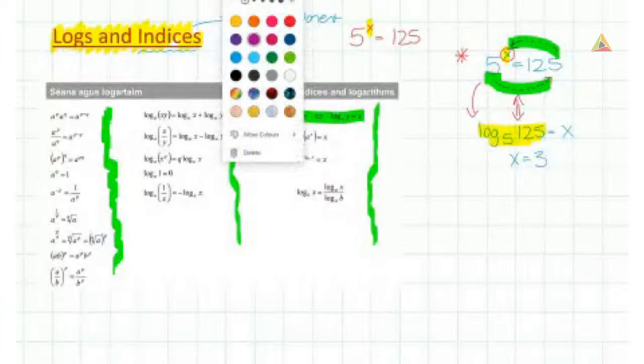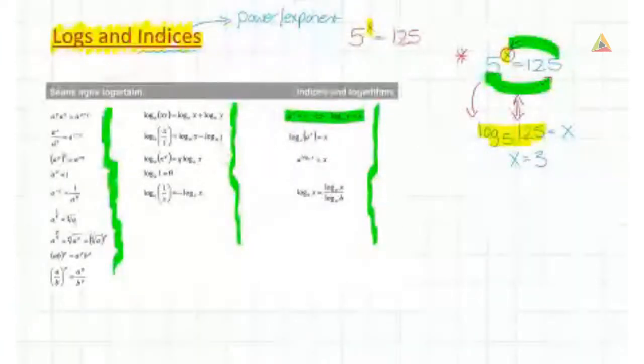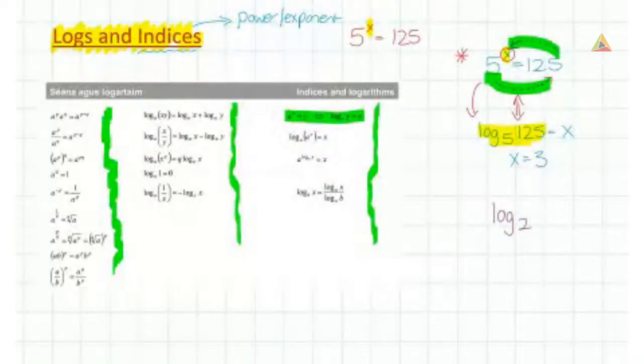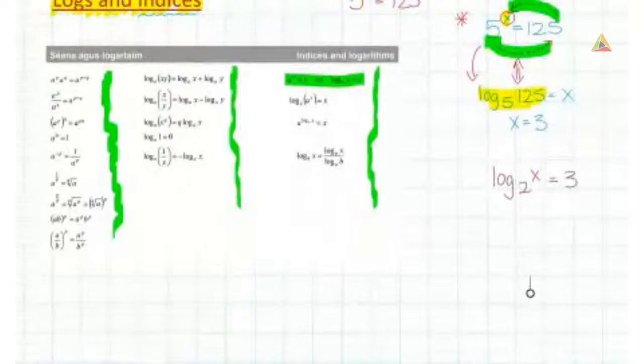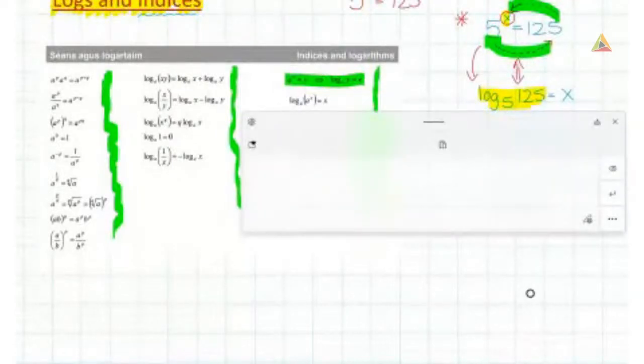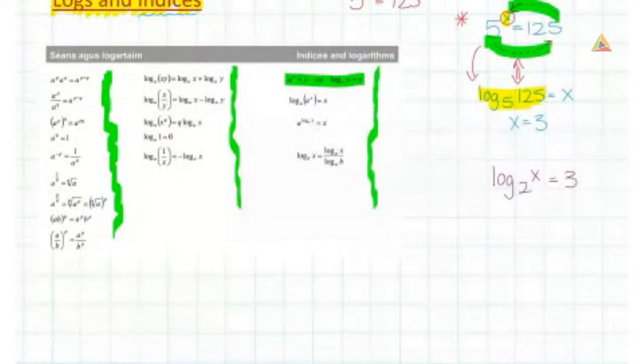So if we're changing from a log equation back to an index equation, for example, I'm going to use this one. We have log to the base 2, and this time I'm going to put my x in there, equals 3. So this time, because logs doesn't work, sorry about that, we're going to try change it to indices.